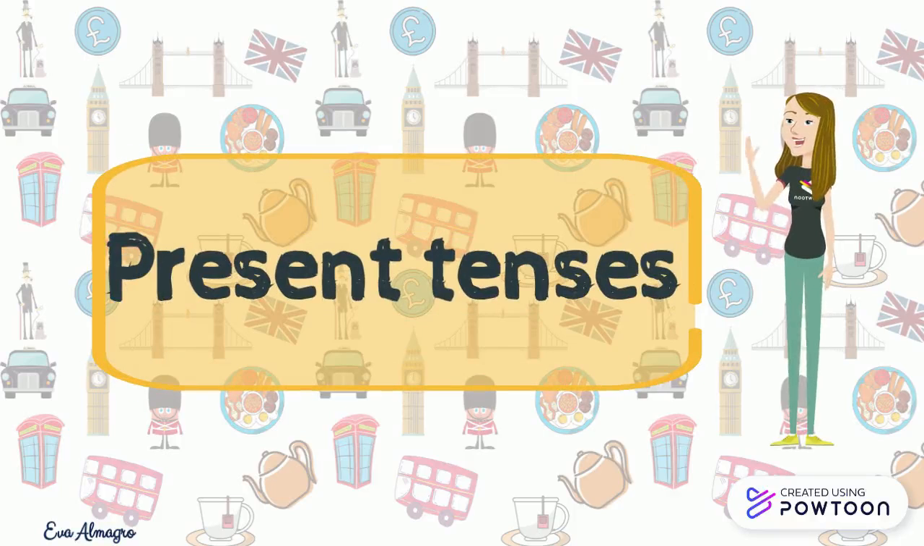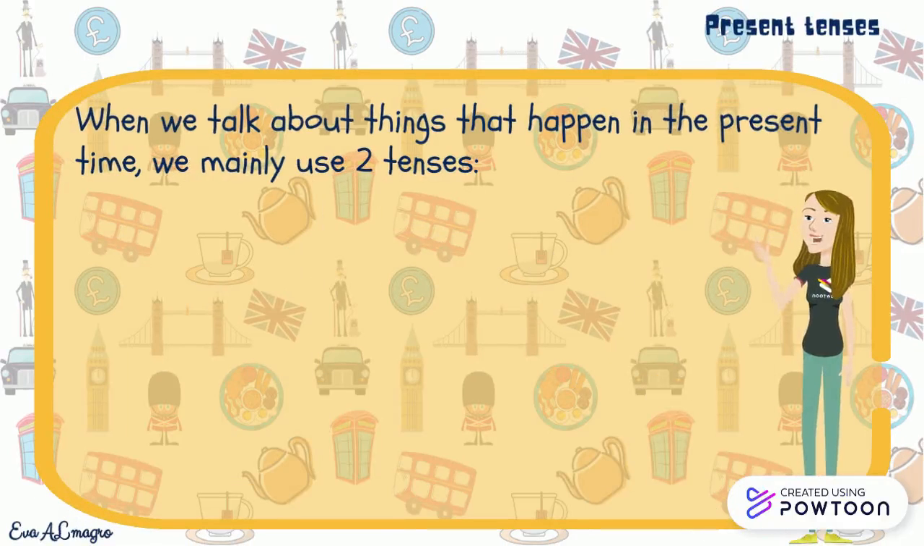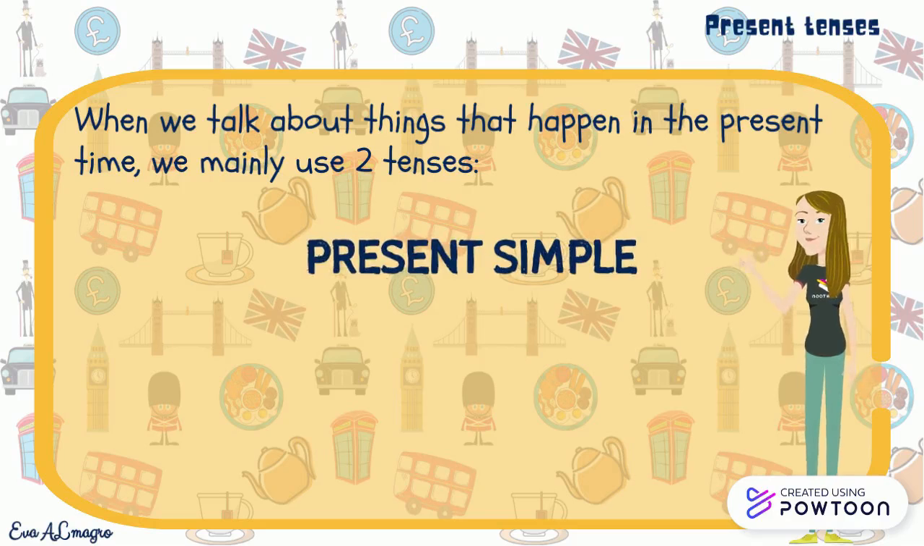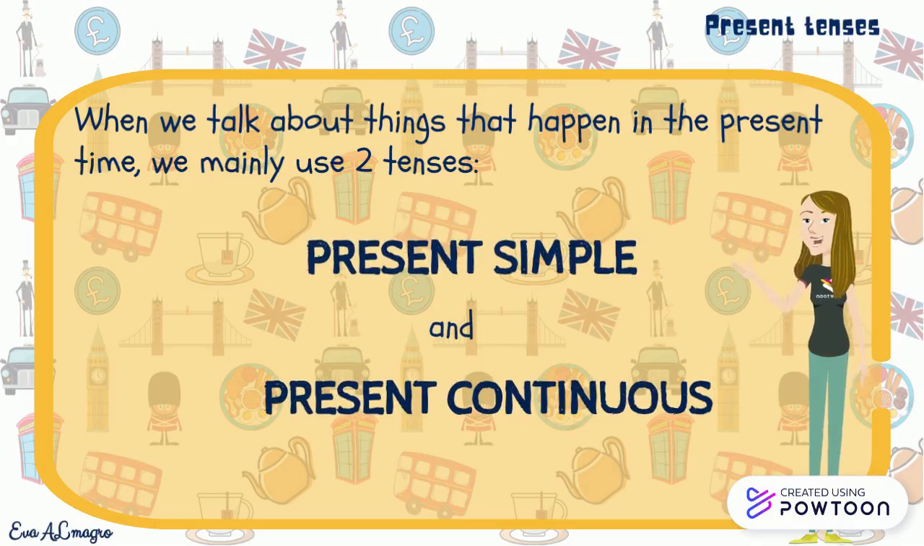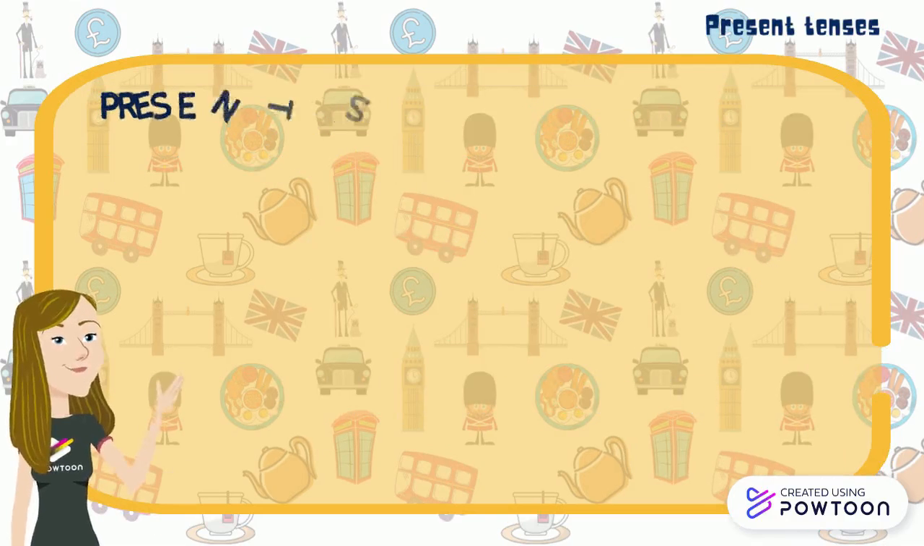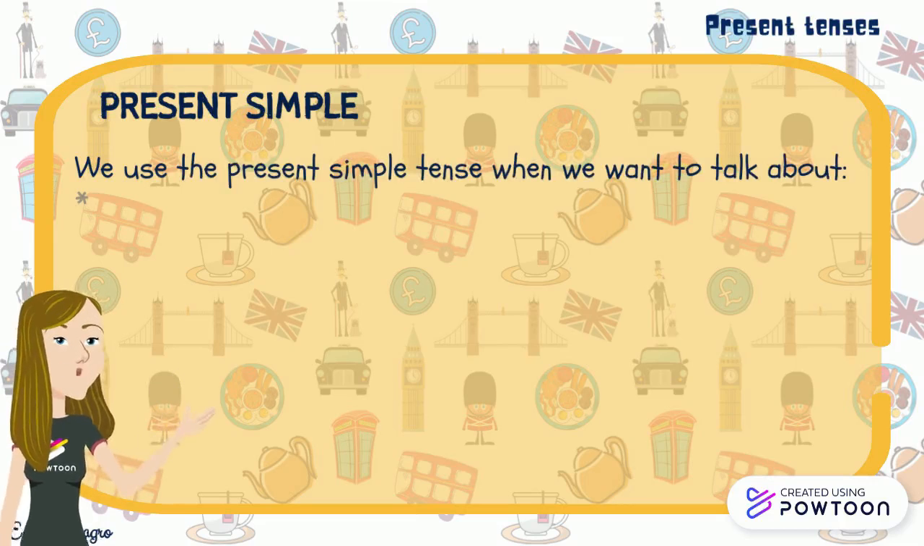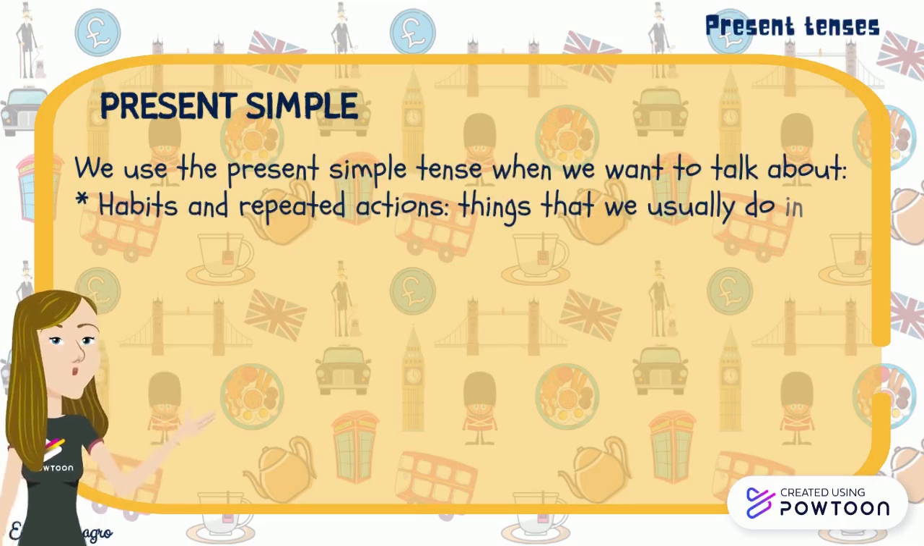Today we are going to learn a little bit about present tenses. When we talk about things that happen in the present time, we mainly use two tenses, present simple and present continuous. Let's start with present simple. We use the present simple tense when we want to talk about habits and repeated actions. These are things that we usually do in the same way.